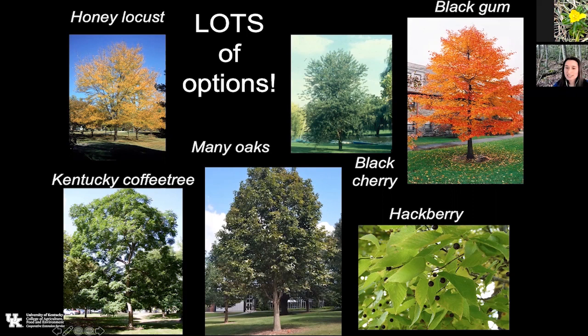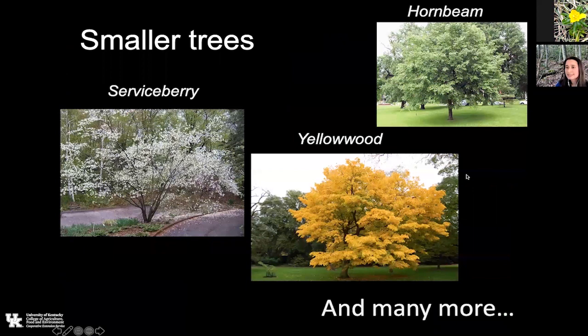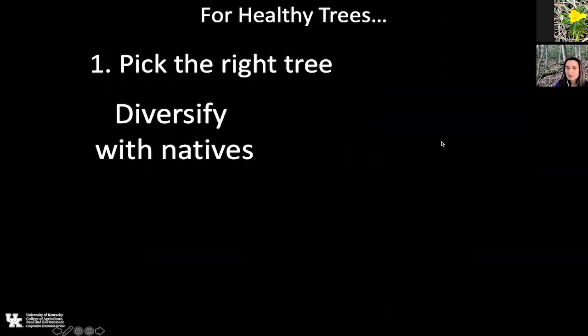So these might be big trees, tall trees with beautiful fall color. These might be smaller trees that have great foliage or great flowers. There's lots of different options. And I'd encourage you to think about what's out there, but also think about diversifying with natives because over and over again, unfortunately, we have an invasive that comes in and wipes out a type of tree.